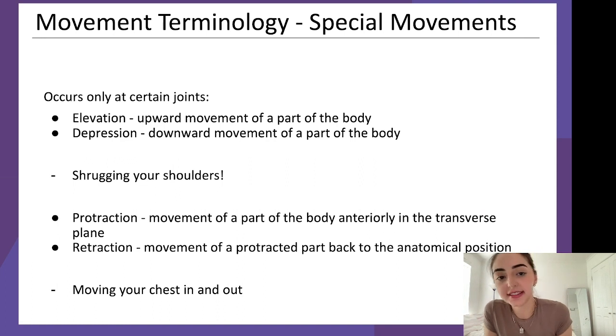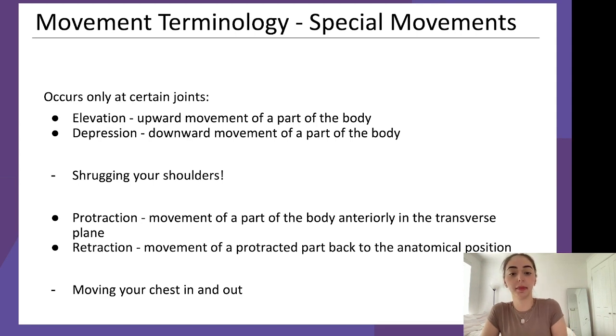Special movements. These are movements that aren't what we just spoke about. These only occur at certain joints. Elevation is the upward movement of a part of the body. Depression is a downward movement. Best example, shrugging your shoulders. Elevation, depression.